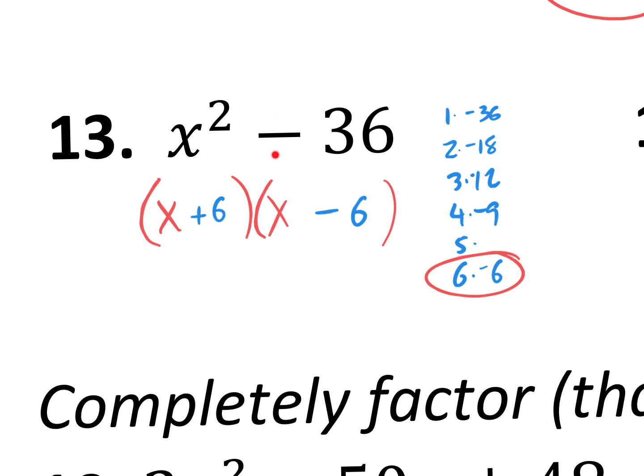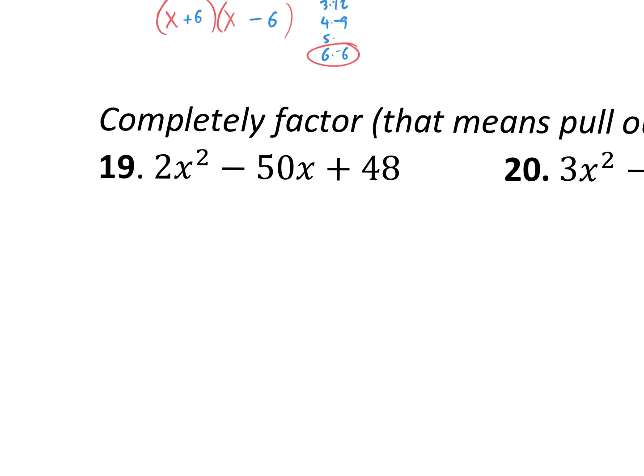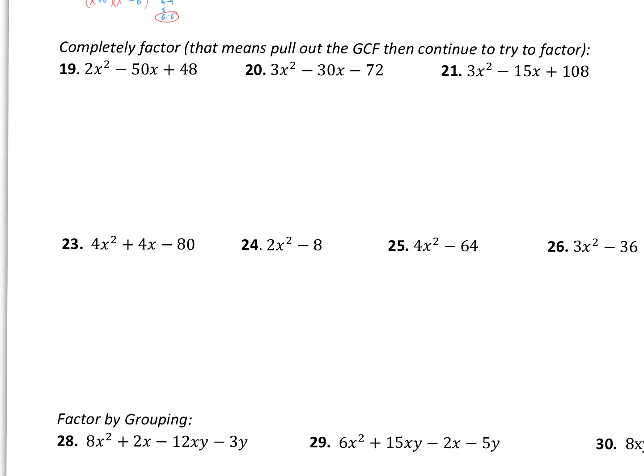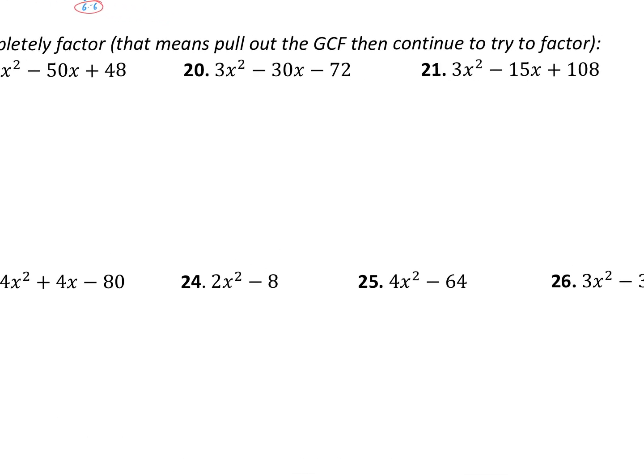So if you do have a plus sign, then that would be not factorable, or you could say prime, whatever you'd like. Anywho, down here, we have the next section that says completely factor. What does completely factor mean? That means to pull out the GCF, then continue to try to factor.